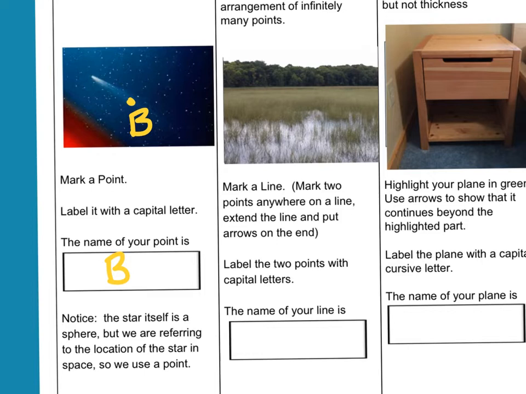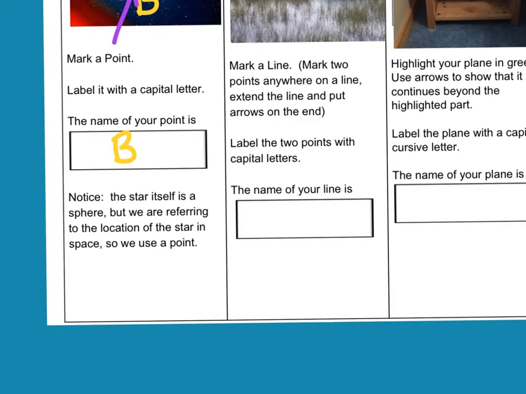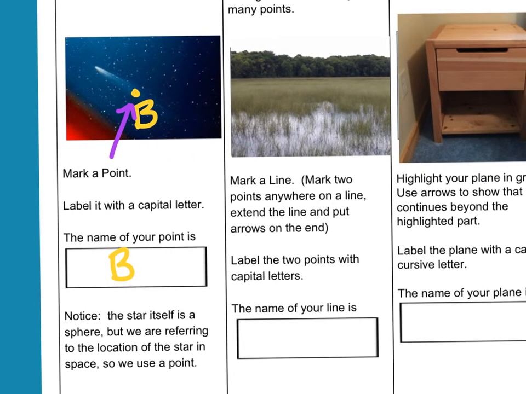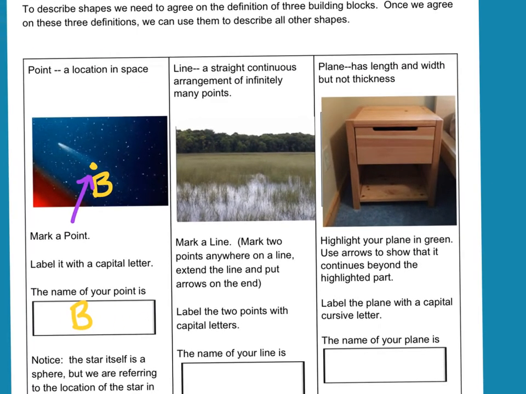Now, the star itself is really a sphere. But when we're talking about this point in space, we're just talking about where it is, its location. We're so far away that we just want to talk about its location in space, or its point. That is the point. A line is a continuously straight arrangement of infinitely many points.